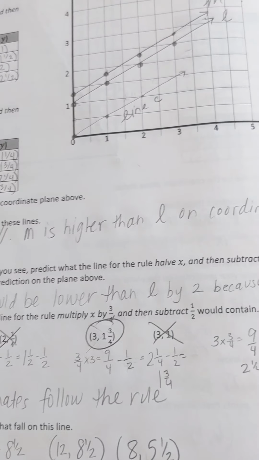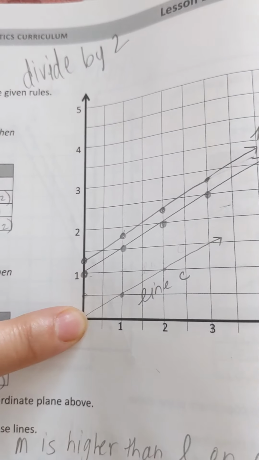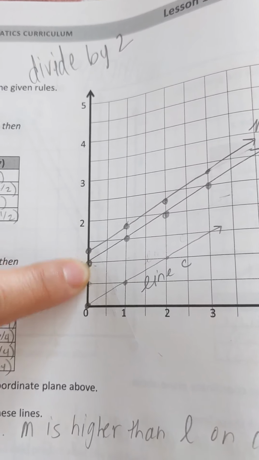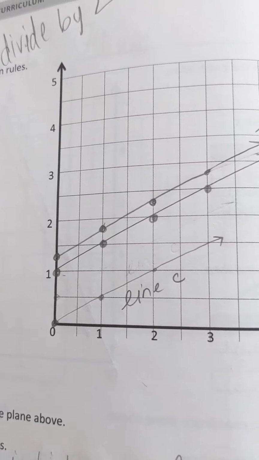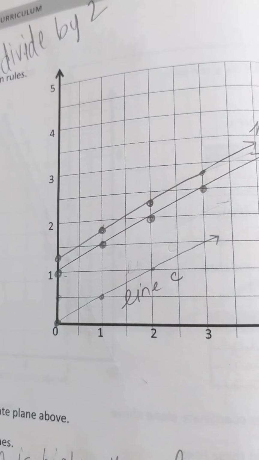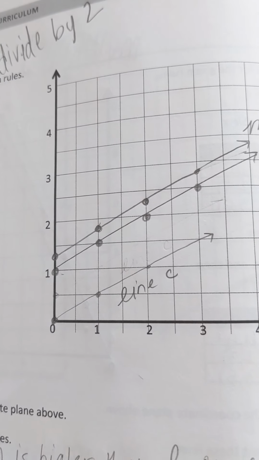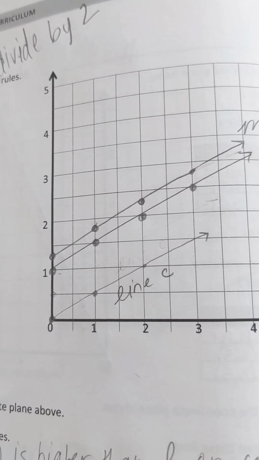Predicting what it would be, you would say it was lower. So notice how it's 2 lower because this is plus 1. It's not just x equals y, so it's going to be a little bit different, and it's not going to be as close to the other two lines.